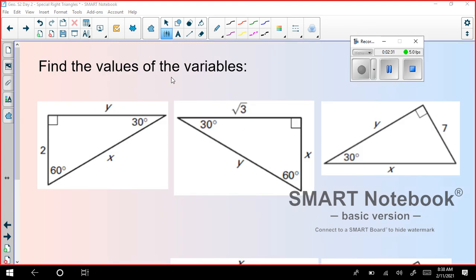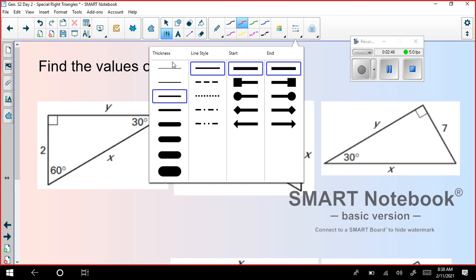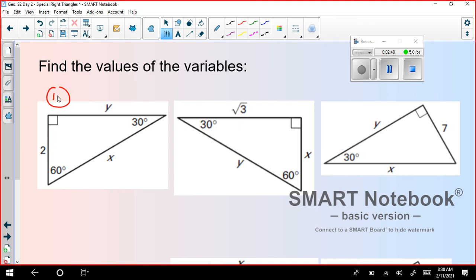Find the values of the variables they have given here. Let me help you with one of them, then I'll give you a chance to work on the other two. Let's do the first one. On this one, the smallest side is opposite the 30 degrees. So this is the smallest leg, this is the longer leg, and this is the hypotenuse.